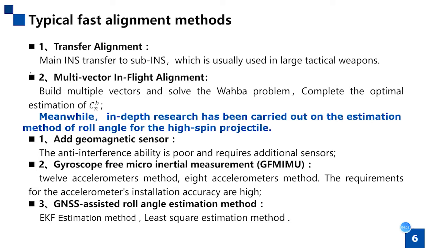The second method is multi-vector in-flight alignment. It builds multiple vectors and achieves the optimal estimation of the attitude matrix by solving the Wahba problem. Meanwhile, in-depth research has been carried out on the estimation method of roll angle for high-spin projectiles, for example, adding a geomagnetic sensor and using the EKF estimation method.